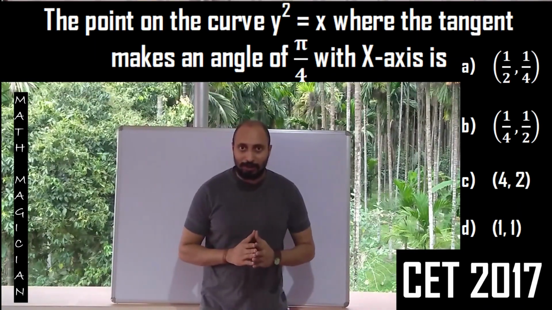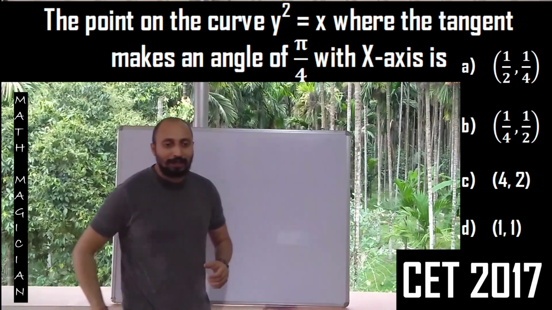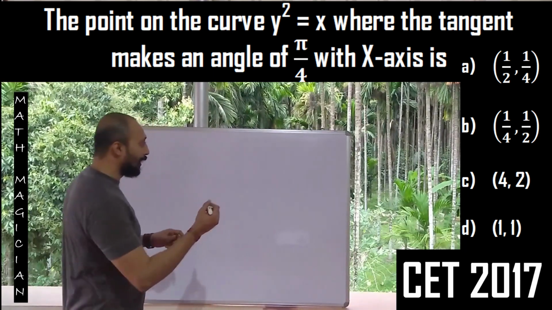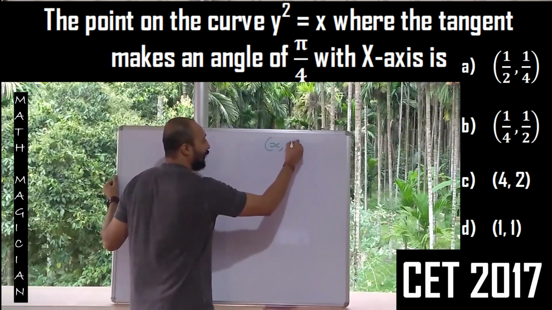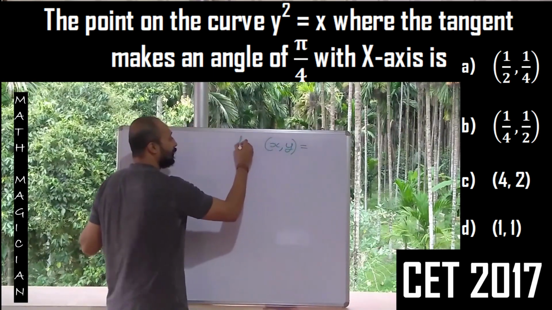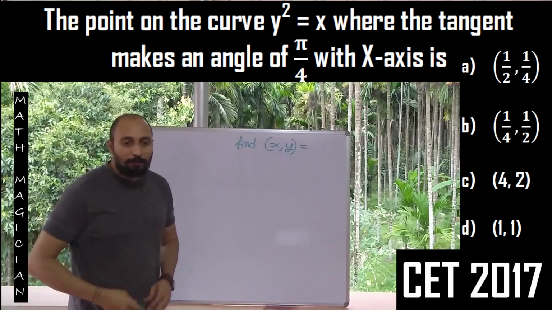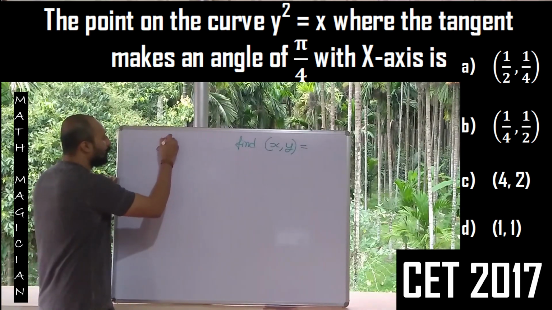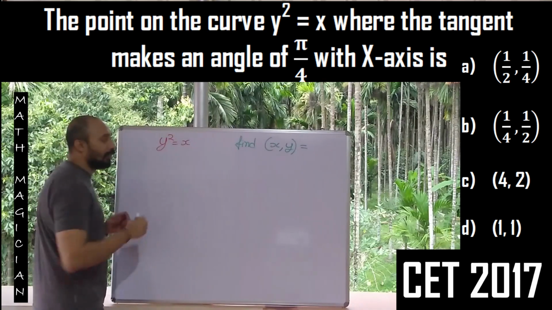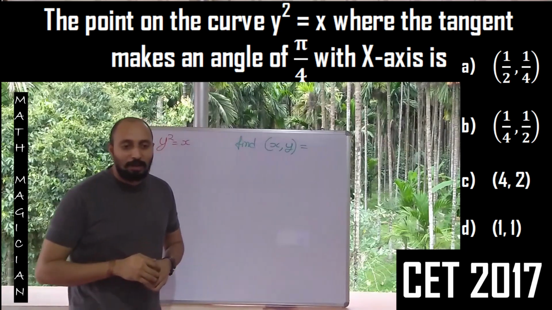So here is the first question from 2017 paper. The point on the curve, so I need to find the point on the curve. I can call the point x comma y. I have to find this point from the curve. What is the curve? Curve is y square is equal to x. So where the tangent makes the angle pi by 4.